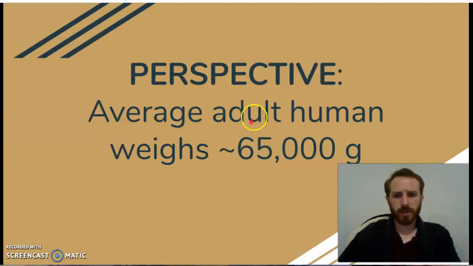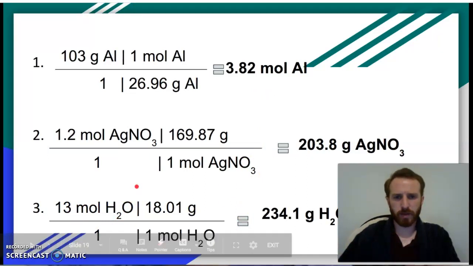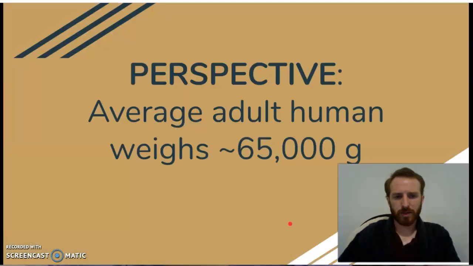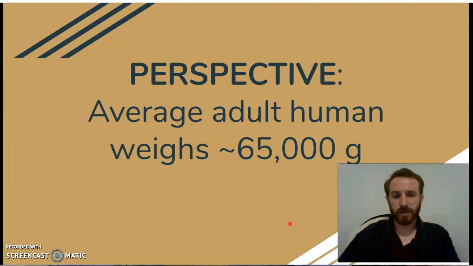To put this into perspective, the average adult human weighs about 65,000 grams. That's about 140 pounds. Okay, so just look at that for a second. 13 moles of water, right? 13 moles, so it's a measurable amount for us in the lab. It's still only 234 grams, whereas a human is 65,000 grams. So I could do another problem. How many moles of water are in the human person if the average human person weighs 65,000 grams, right? You could do that math.